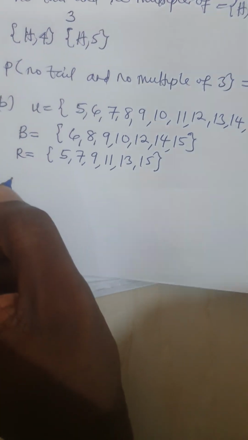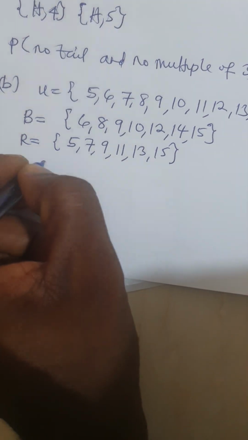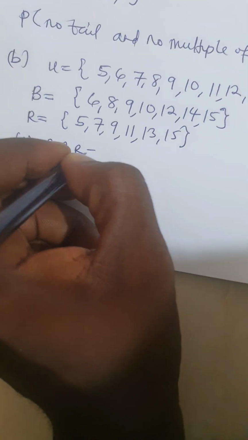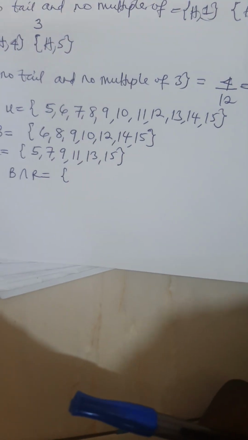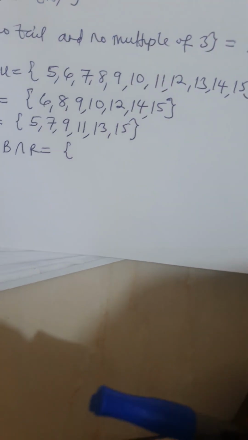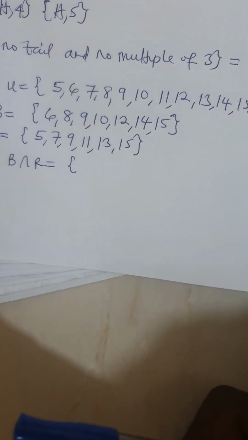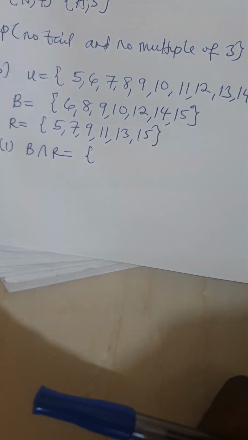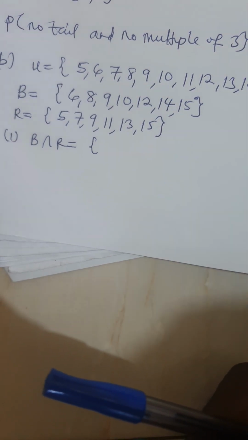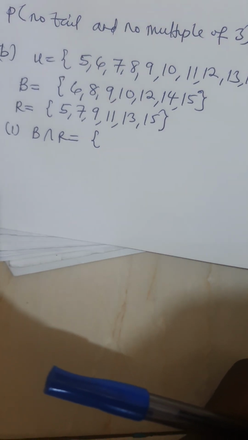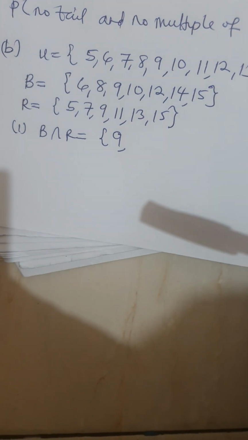The first part says that we are going to find B intersection R. What is intersection? It has to do with elements that appear in both sets. So if you see an element in B and you see the same element in R, that makes up the intersection. 9 is one. If you watch again, we can also find 15. So these 2 give us B intersection R.